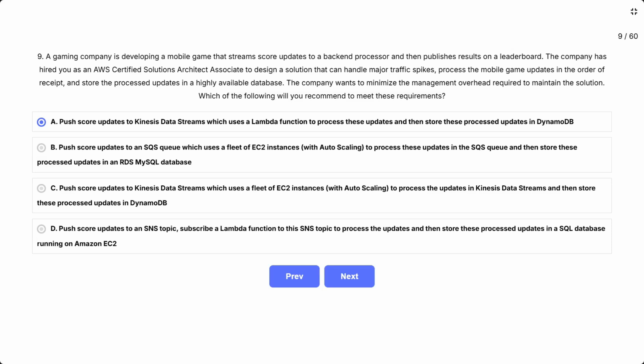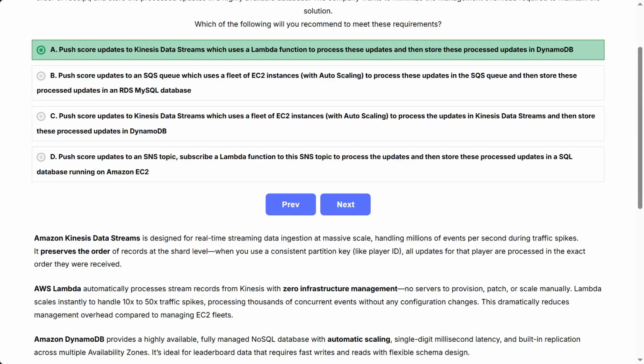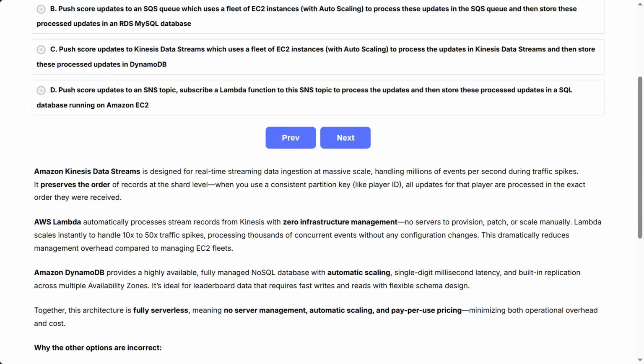Amazon Kinesis Data Streams is designed for real-time streaming data ingestion at massive scale, handling millions of events per second during traffic spikes. It preserves the order of records at the shard level. When you use a consistent partition key, like player ID, all updates for that player are processed in the exact order they were received.